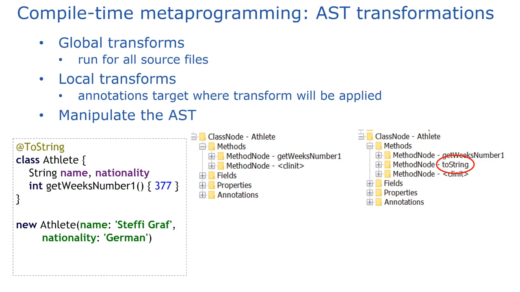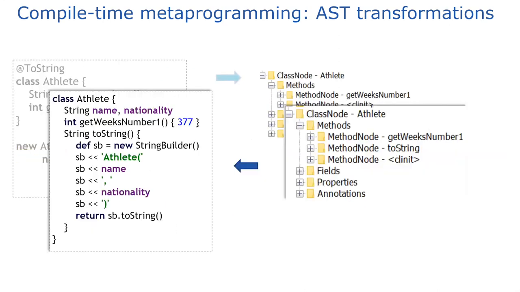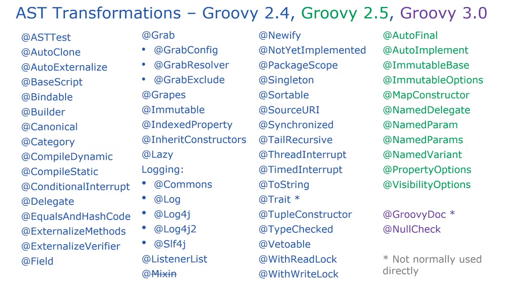So the abstract syntax tree, the representation of your program, gets augmented. There's now a toString method node, slightly approximated, but equivalent to if you'd gone and written that toString method in your class. In this particular case, it's doing a toString that uses the class name followed by the properties that we know about in the class. So that's the AST transform process.